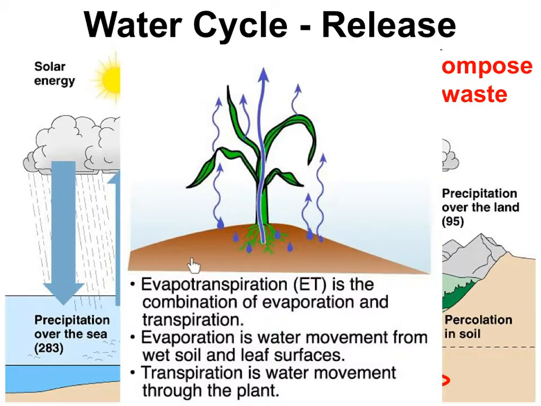Transpiration starts when plants take up water through their roots. The water travels up the plant stems and to the leaves, and then a lot of water evaporates from the leaves into the atmosphere. So even though plants use water for photosynthesis, most of the water absorbed by the plant just passes right through without even being used for photosynthesis. So this process of water movement from the soil through a plant and into the atmosphere is called transpiration.